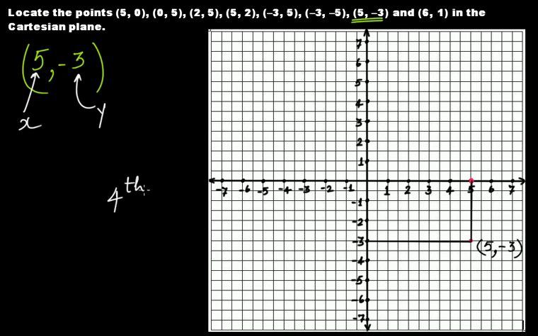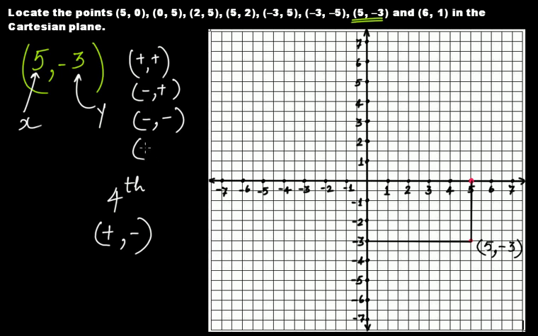And why is it in the fourth quadrant? Because this point P has coordinates positive, minus. Since this is plus comma minus, therefore it is coming in the fourth quadrant. Remember, the first quadrant is positive comma positive. The second quadrant is negative comma positive. The third quadrant is negative comma negative. And the fourth quadrant is positive comma negative.